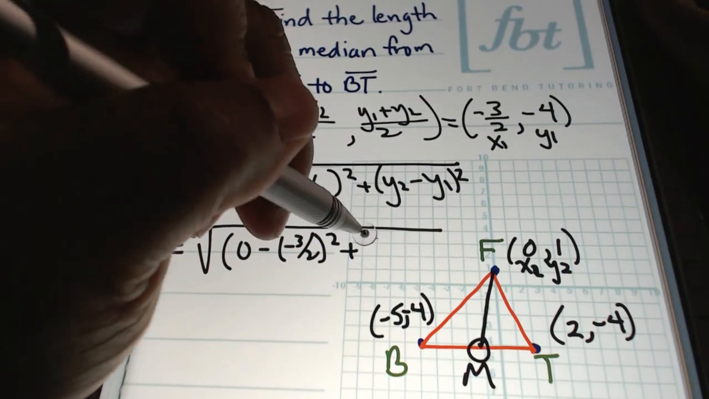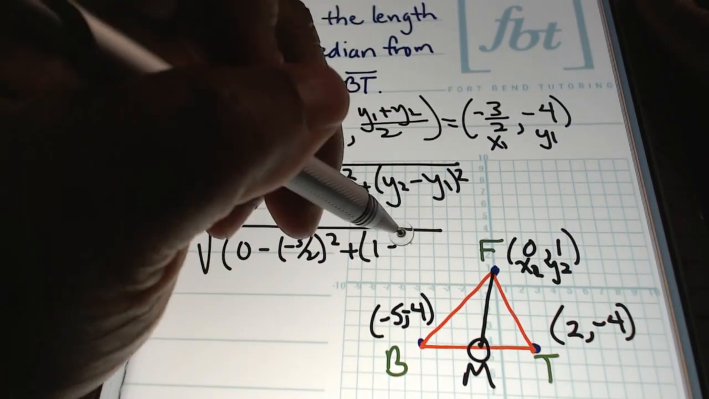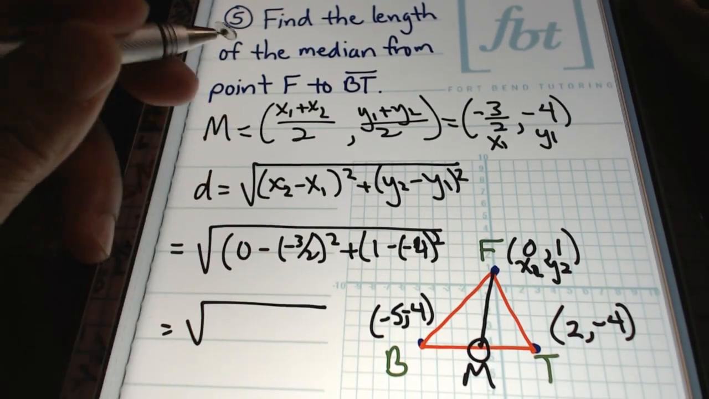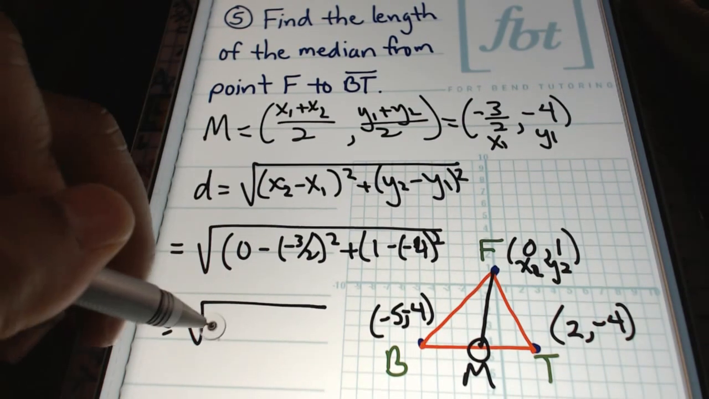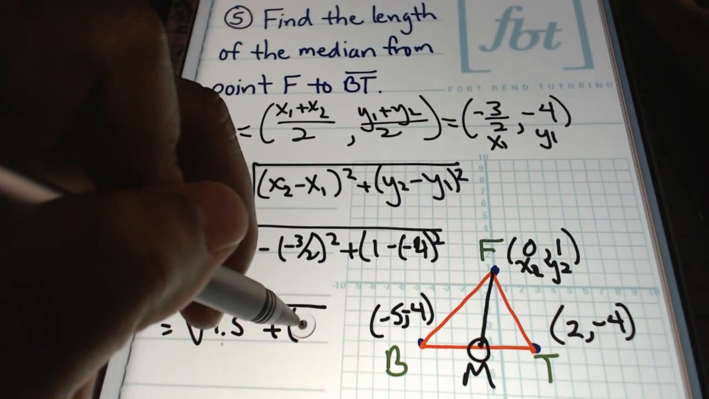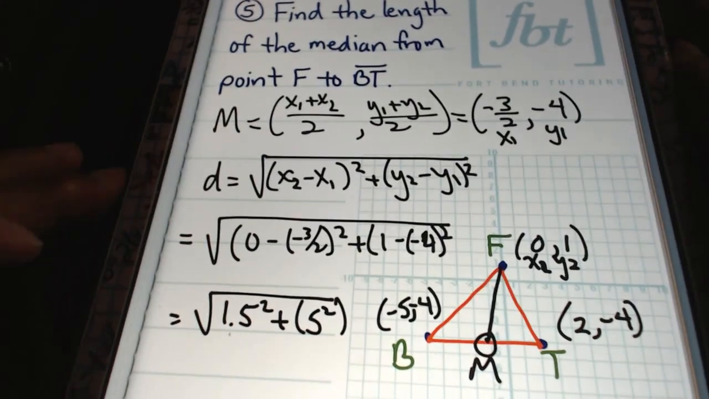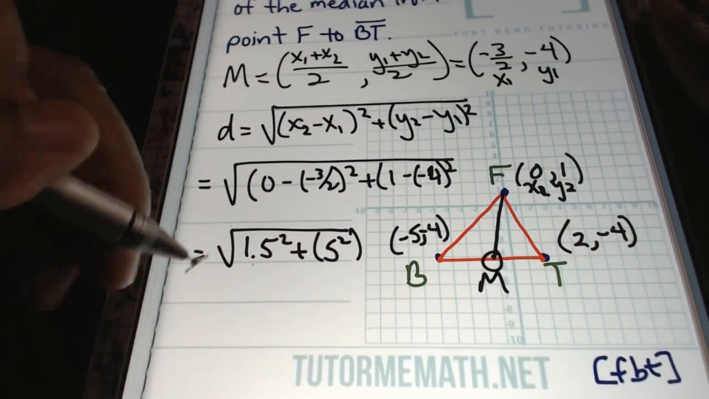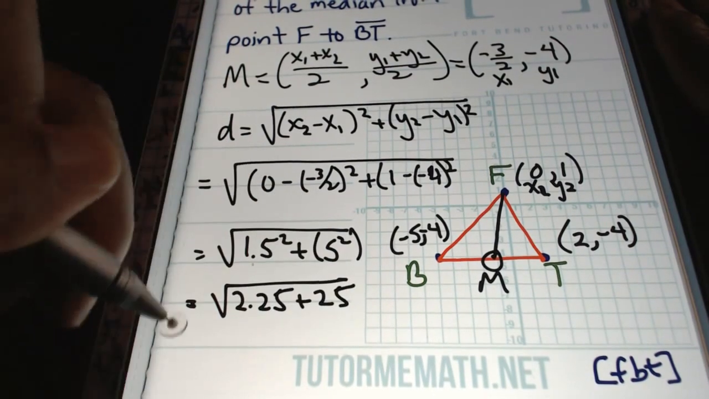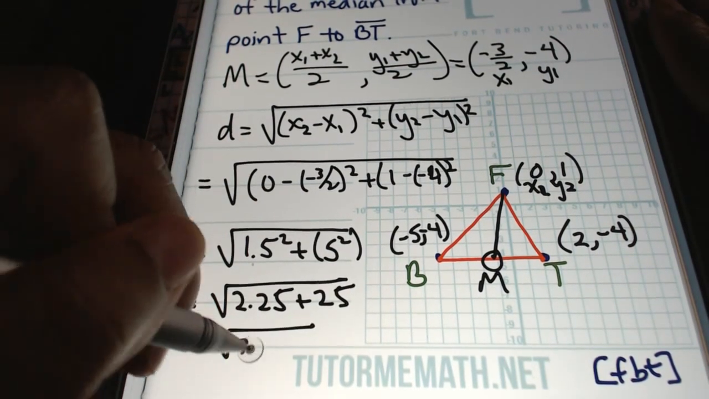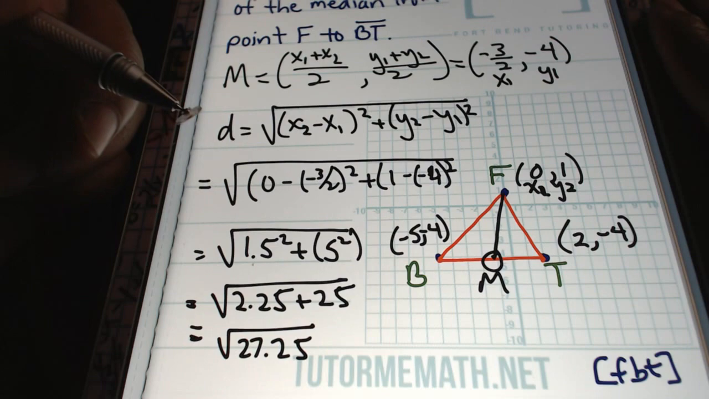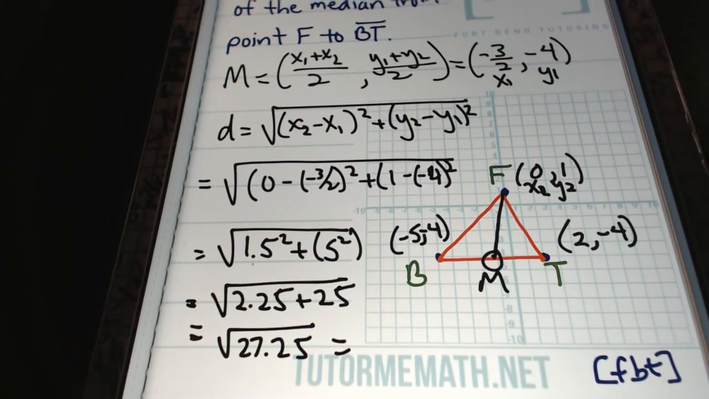And then we'll add to that our y2 value, which is 1, minus our y1 value, which is -4, and square that as well. So simplifying this is going to be a positive 1 and 5/10 squared plus 1 plus 4. 1 plus 4 is going to give us 5 squared here. All right. And so now that we have this, you'll end up with 2 and 25/100 plus 25. You'll end up with the square root of 27 and 25/100, and finding out the square root of 27 and 25/100 there.